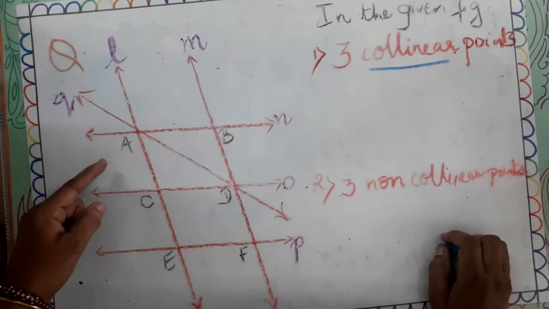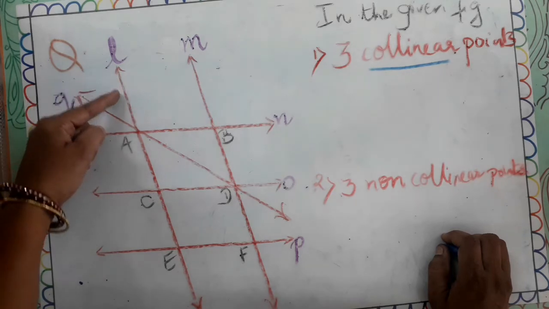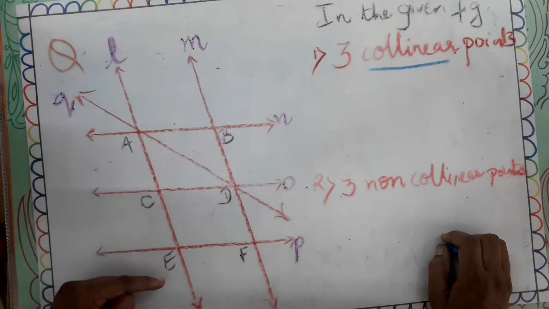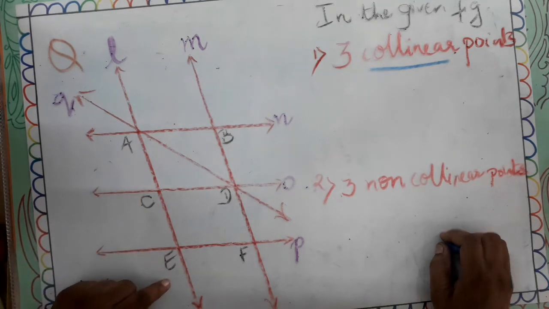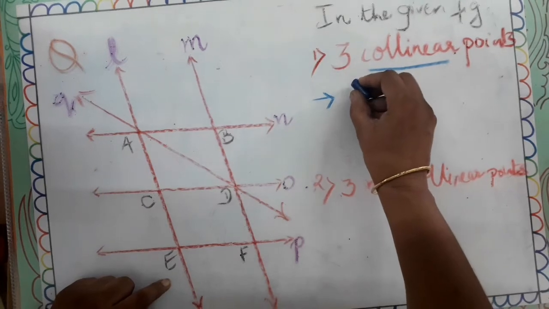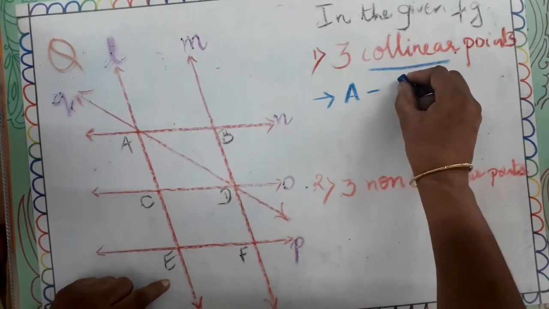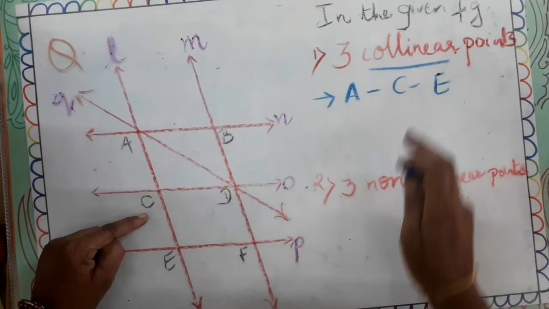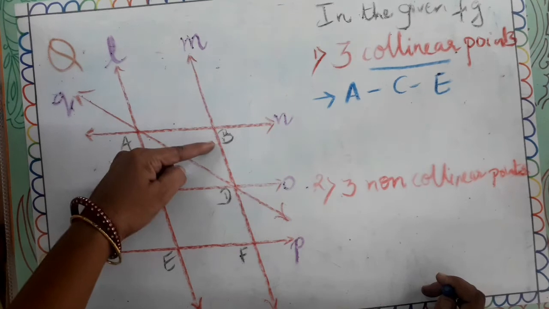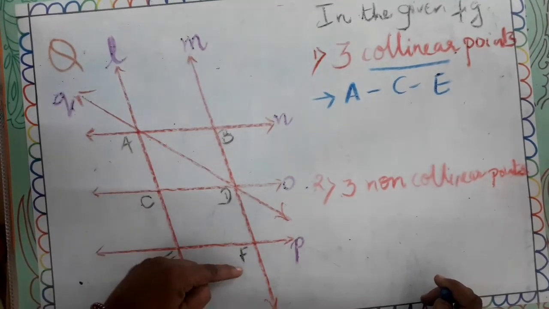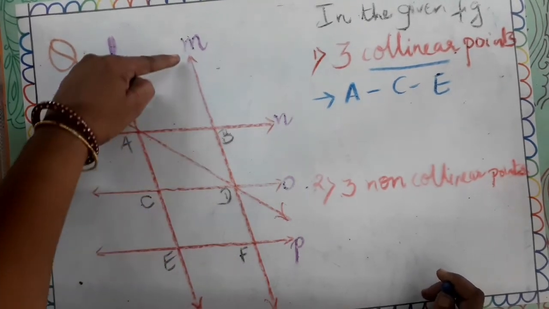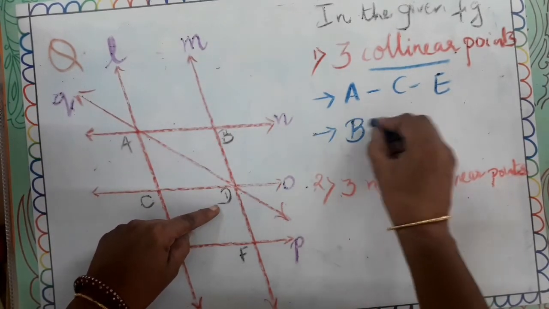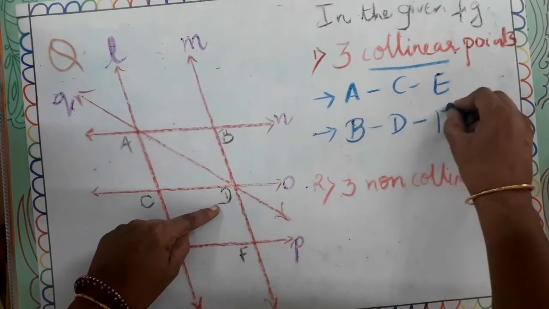So here, one of the pairs, I can say that on line L you can see that points A, C and E are there. So I can write it like this: A, C, E, with dashes. These points are collinear. Similarly, here I can see that points B, D and F are also on the same line M. So I can write B, D, F, and they are also collinear points.